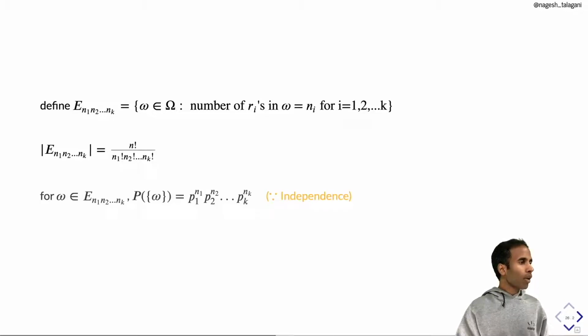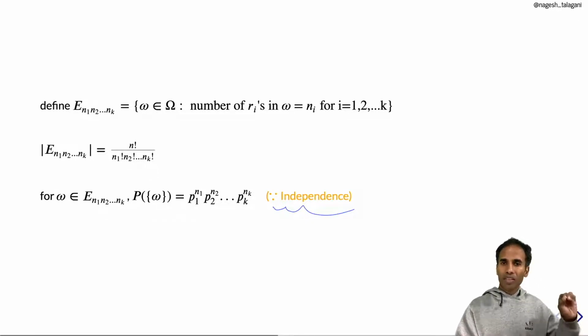For any outcome in E(n1, n2, nk), the probability of the singleton omega is P1 to the power of n1, P2 to the power of n2, so on, Pk to the power of nk, because of independence. What is Pi? The probability of the experiment resulting in Ri. We had similar discussions in the binomial case. Same argument. That's why the probability of the singleton omega is P1 power n1, P2 power n2, so on, Pk power nk, because of independence.